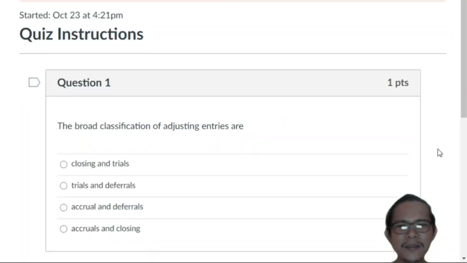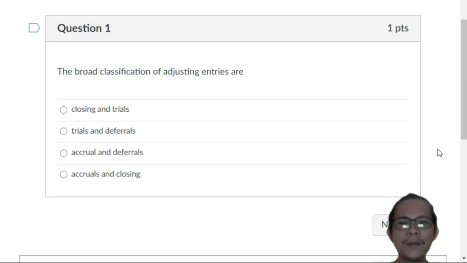Now, proceed tayo sa question number 1. Ang tanong, the broad classification of adjusting entries are closing and trials, trials and deferrals, accrual and deferrals, or accruals and closing. O alam ko naman na may mga trials kayo ngayon, pinagdadaanan ninyo yung pagsubok ng accounting, pero hindi yan yung sagot. Tanggalin na natin itong may trial sa selection. Ang matitira sa iyo ay accruals and deferrals and accrual and closing. O yung closing, ang tinutukoy niyan, possible is your closing entries. So ang ating sagot ay accruals and deferrals.